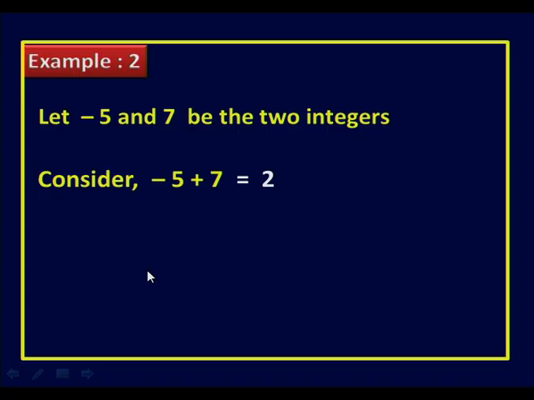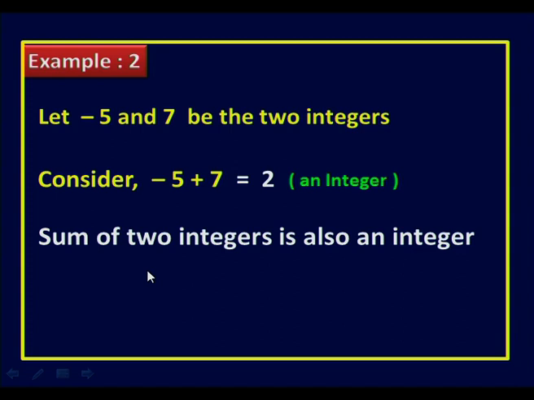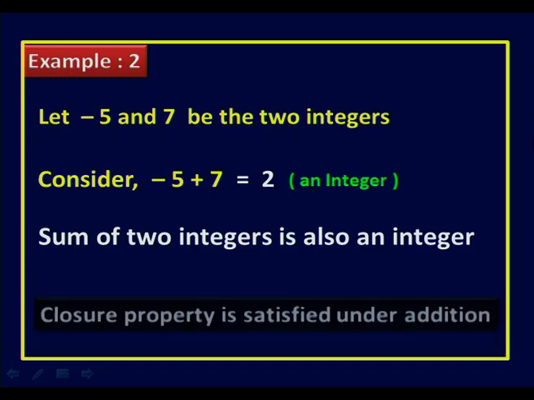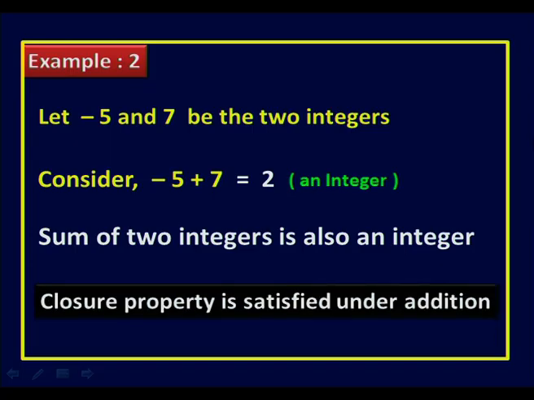Okay, children. Now, when I added these two, a negative integer and a positive integer, you got back an integer again. So, I can say again the sum of two integers is also an integer. So, from this what do you conclude, children? Whenever we add two integers, we get back another integer. So, I can say that the closure property is satisfied under addition.